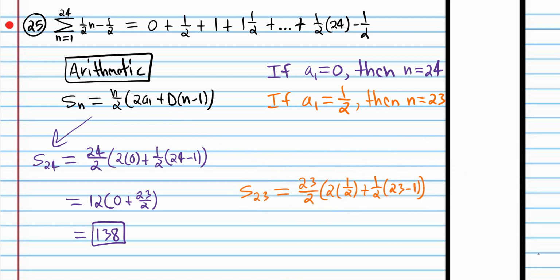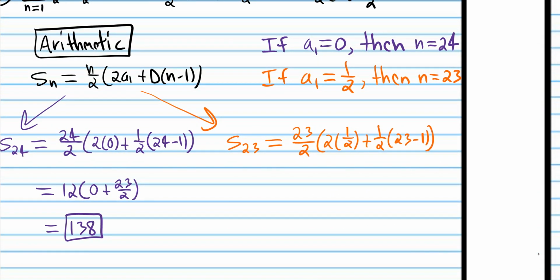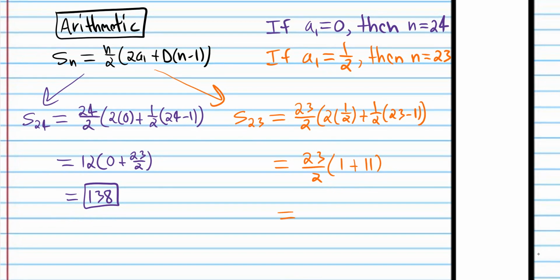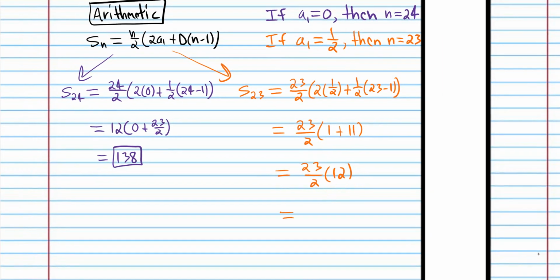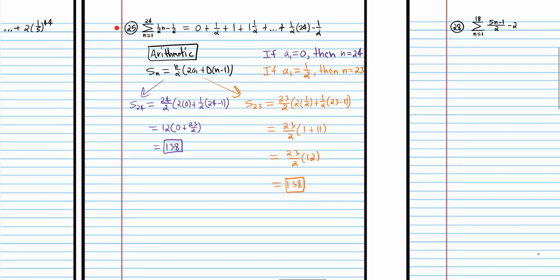So let me move that out of the way. So let's simplify this. We have 23 over 2 times 1 plus, that will be 11. And so we have 23 over 2 times 12, which is 6 times 23, which is 138. So you see we got the same answer. So just be aware you can do it either way.